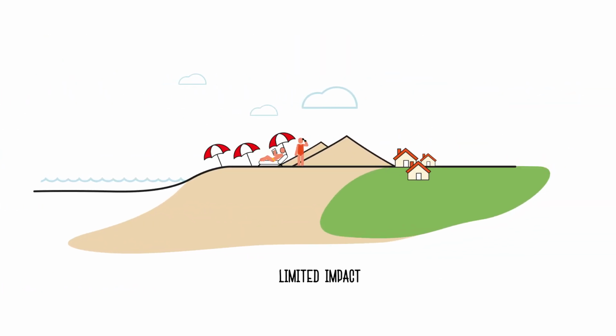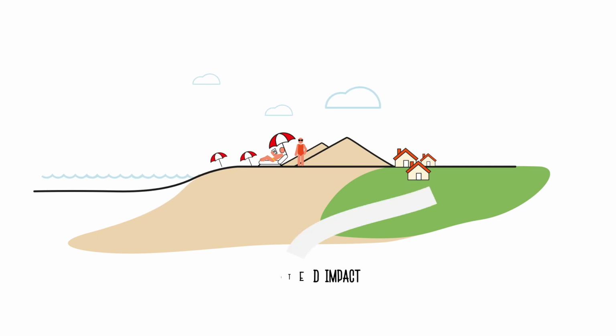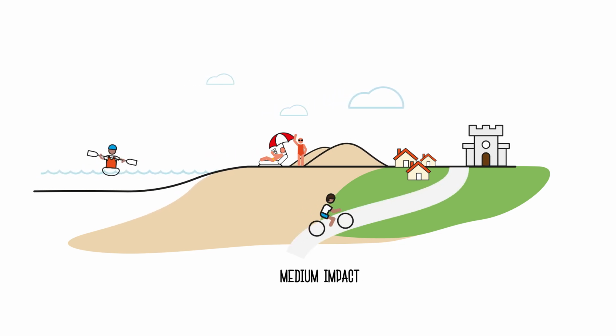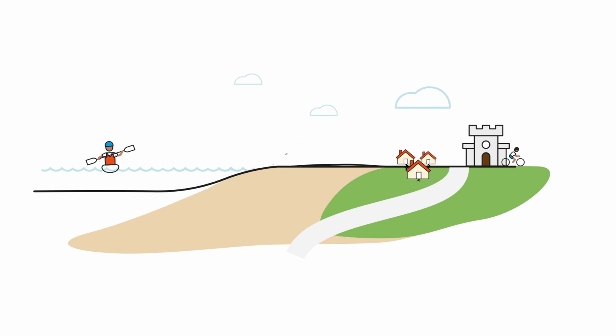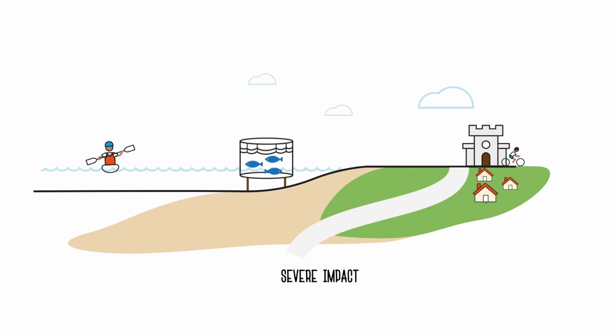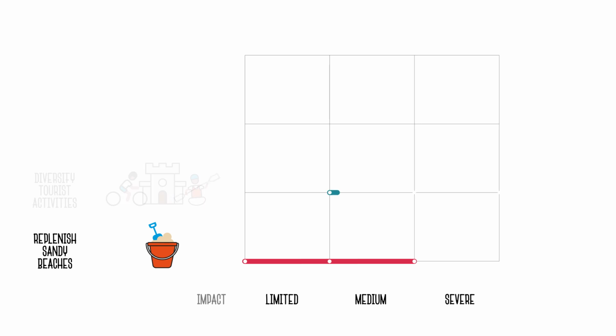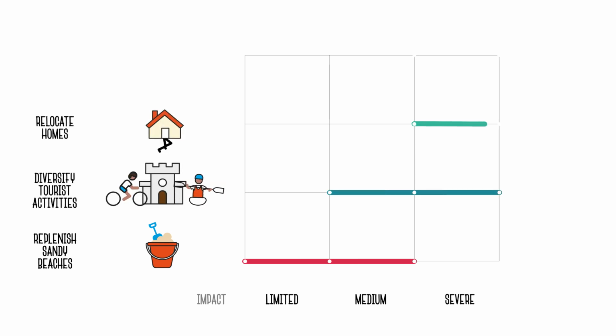If the level of impact is limited, maintain seaside tourism. For a medium level of impact, develop new tourist activities next to the beach. For a severe level of impact, develop a new economic model. The last step is to identify a list of actions for each of these 3 climate change adaptation goals.